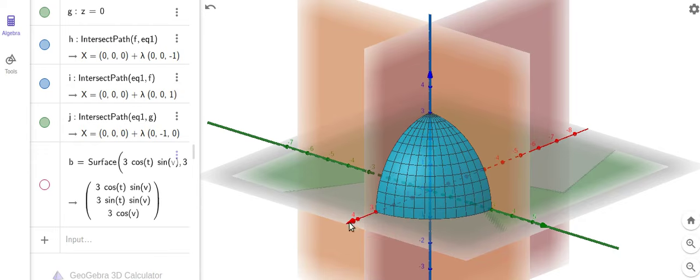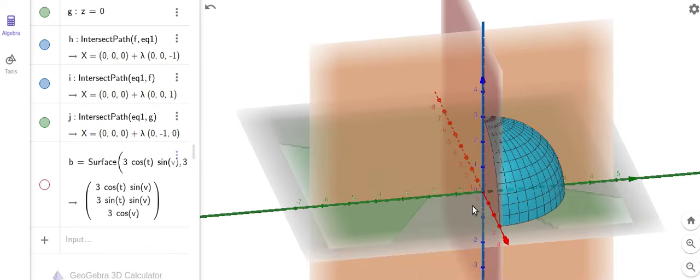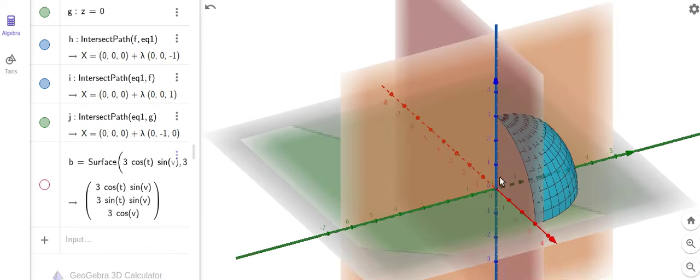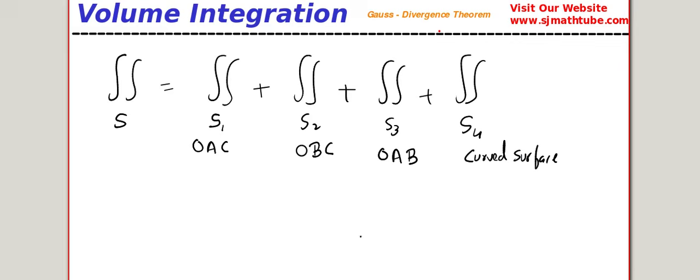So this is the positive x-axis. This is the positive y-axis. And this is the positive z-axis. So if you look at the flat surface, the quarter circle here, O, A, C, the outward drawn normal is minus j. So for surface 1, n cap is equal to minus j. And you can notice one more thing, y is equal to 0, because that's the xz plane.